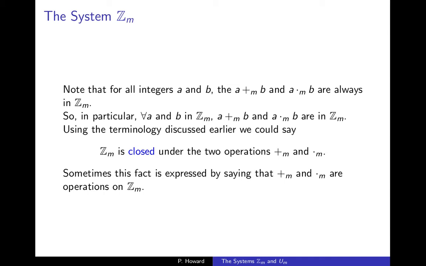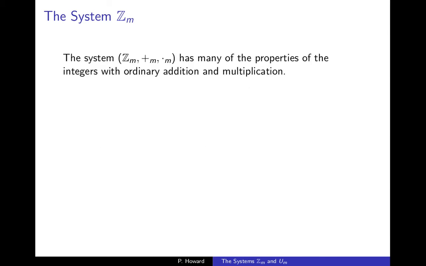So sometimes this is expressed by saying that the plus sub m and times sub m are operations on z sub m. Now what we would like to do for the next few slides is compare z sub m and these two operations that we just talked about with the ordinary integers and the operations of addition and multiplication.